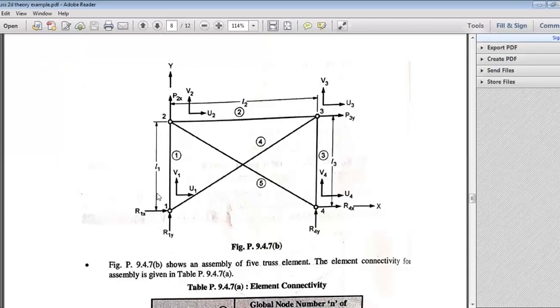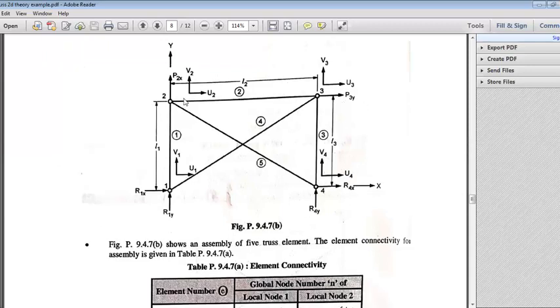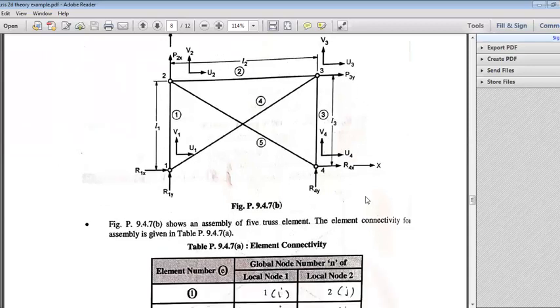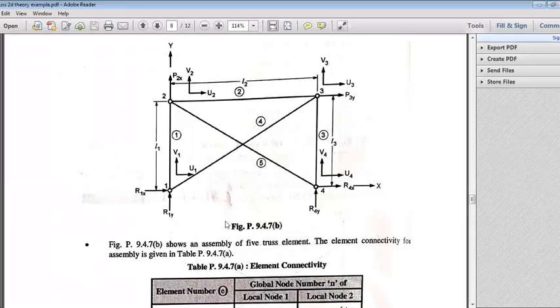Similarly, L1, L2, L3 are all given for the 5 elements and node conditions. You can see U2, V2, U3, V3, force effects P3Y, P2X, R4X is a reaction, R is for reactions, R1Y. It means the direction is given, X direction, Y direction. So R4Y means Y direction, for the force node, Y direction, reaction effect.